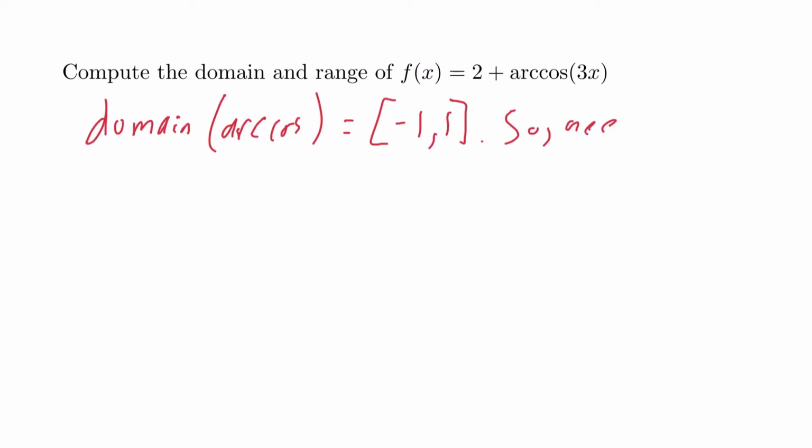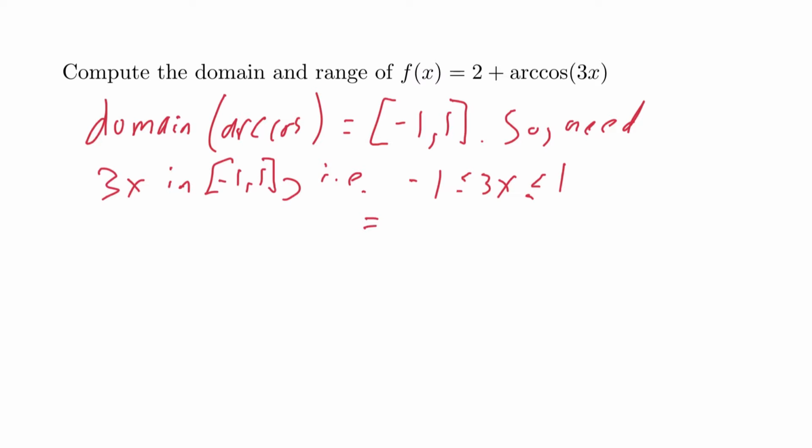So I need 3x in the interval minus 1 to 1. That is to say, minus 1 should be less than or equal to 3x, which should be less than or equal to 1. So x should be sitting between negative 1/3 and 1/3. So that's my domain in this case. That 3 multiplier shrinks the domain down.